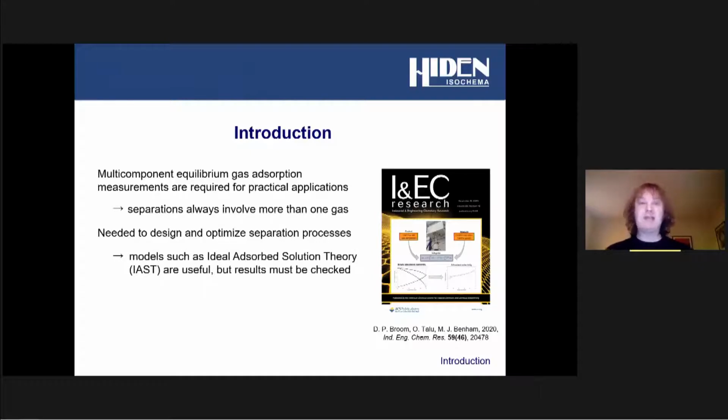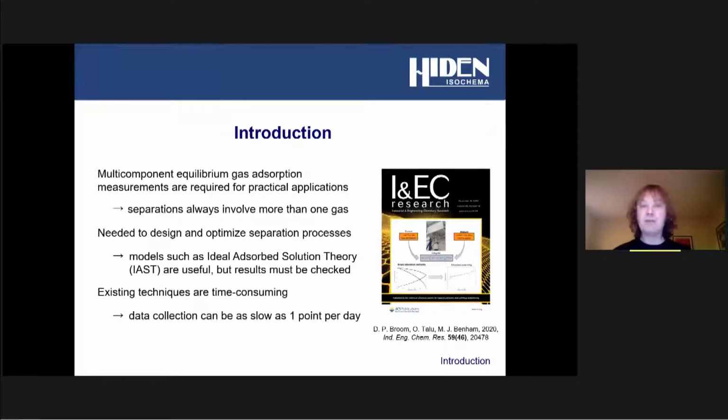We can use models such as the ideal adsorbed solution theory to calculate multi-component adsorption from single component data. And these models are very useful, but the calculations must always be checked using experiments. Now, one of the key points is that existing techniques for making these measurements can be rather time-consuming. With the most accurate techniques, data collection can be as slow as just a single data point per day. So as a result, we recently introduced a new approach, which we call the integral mass balance, or IMB method.